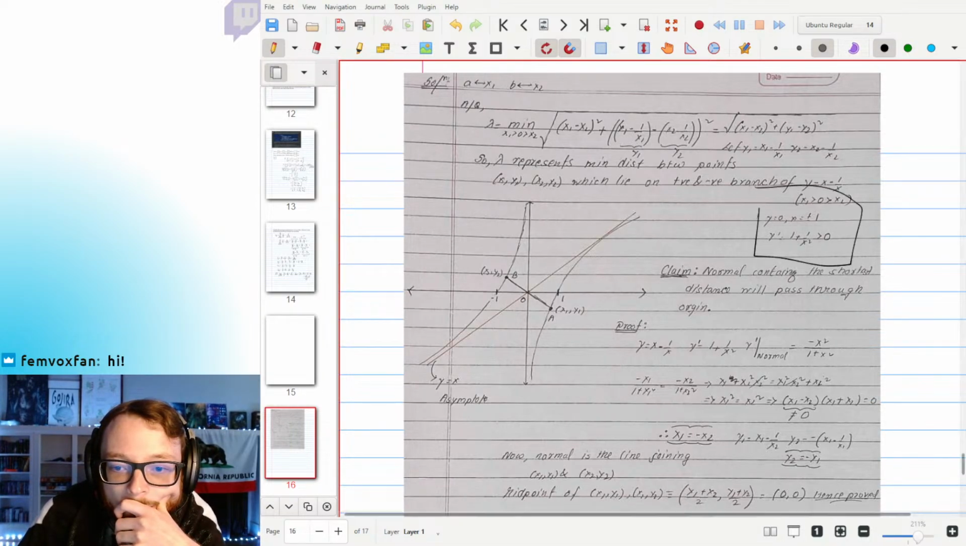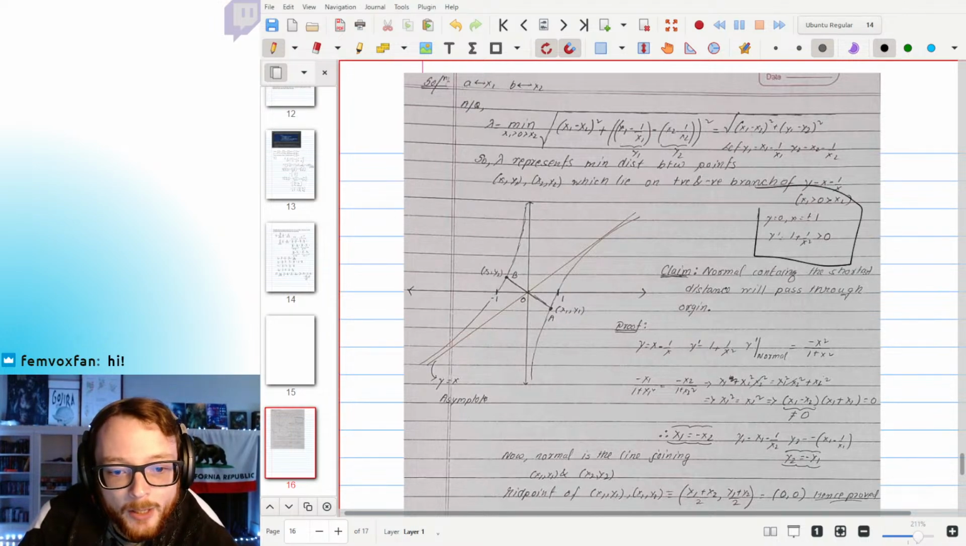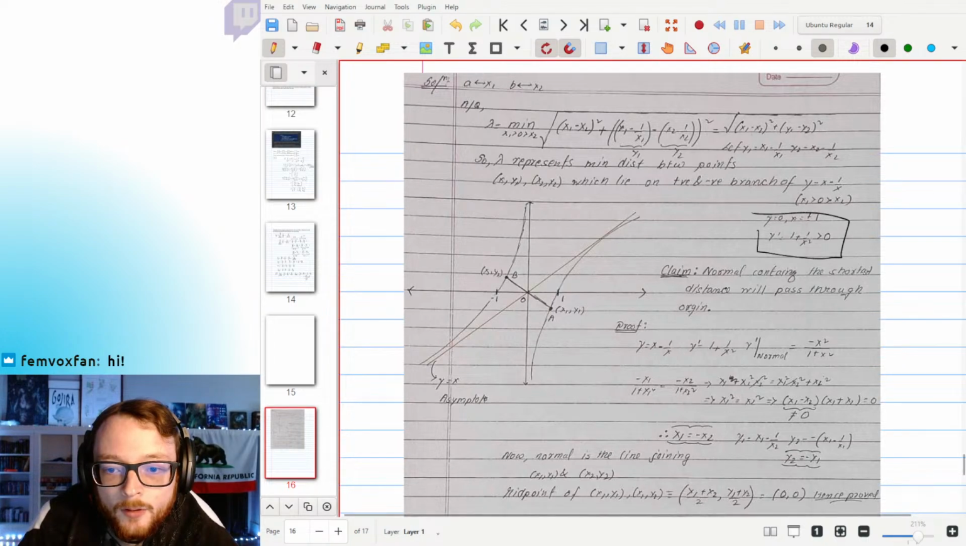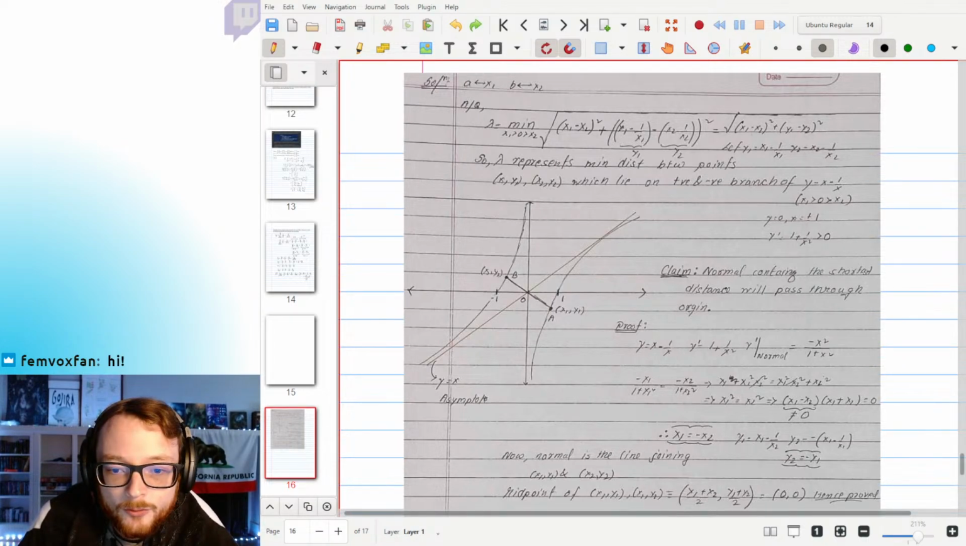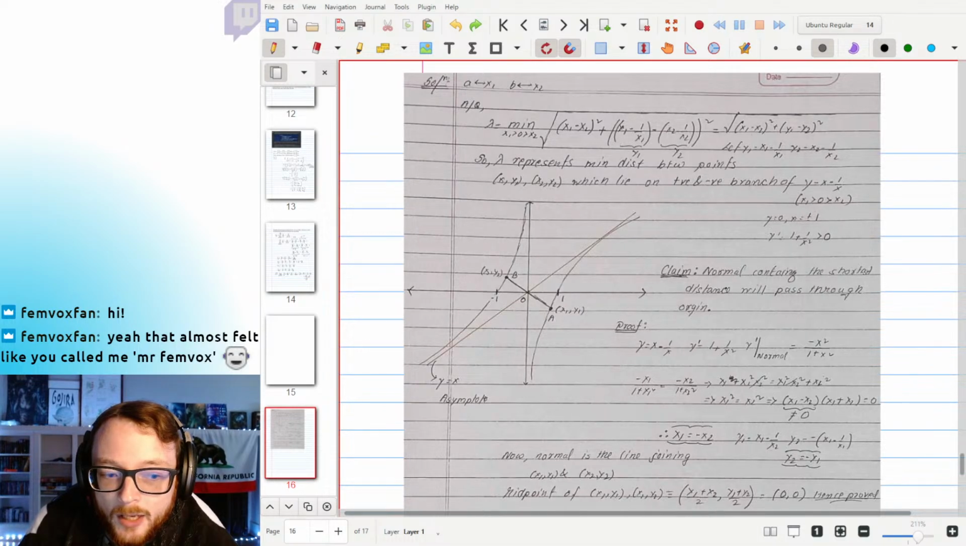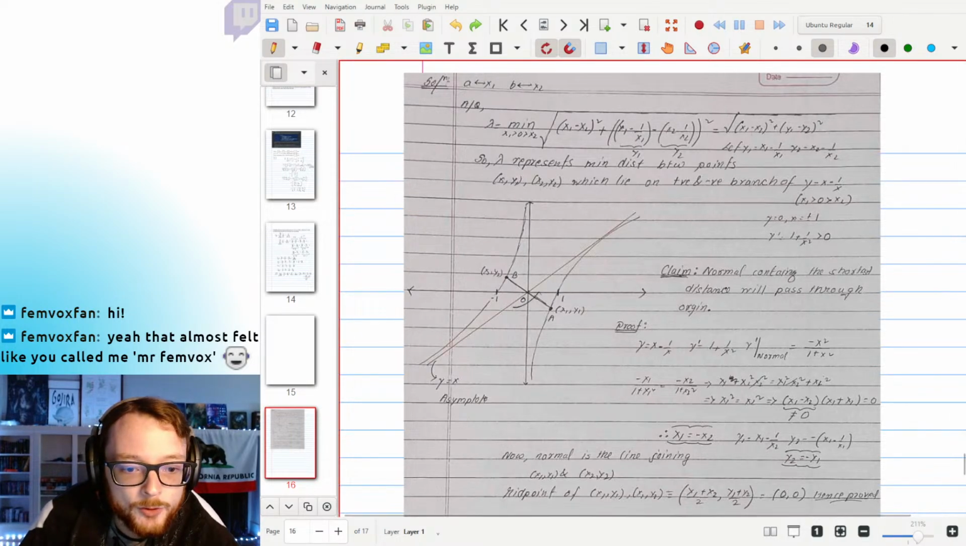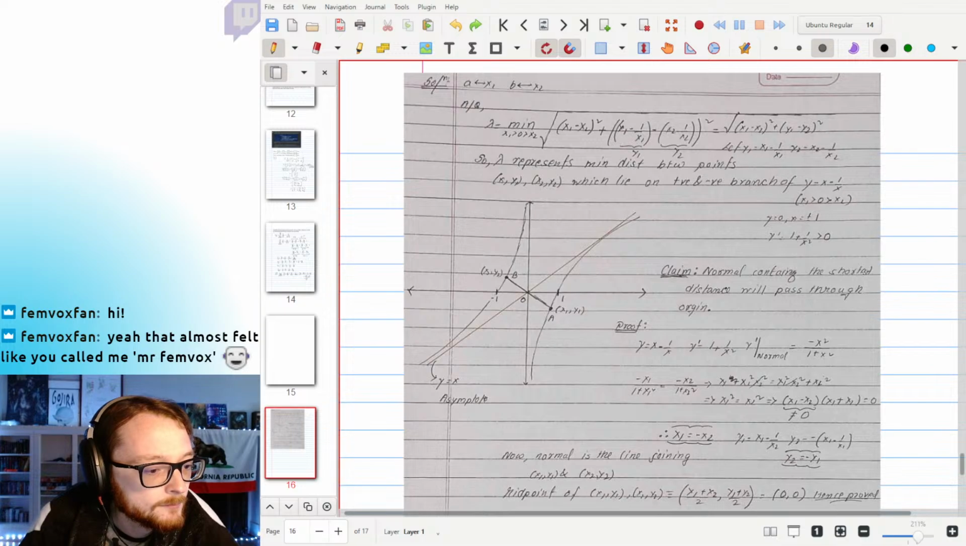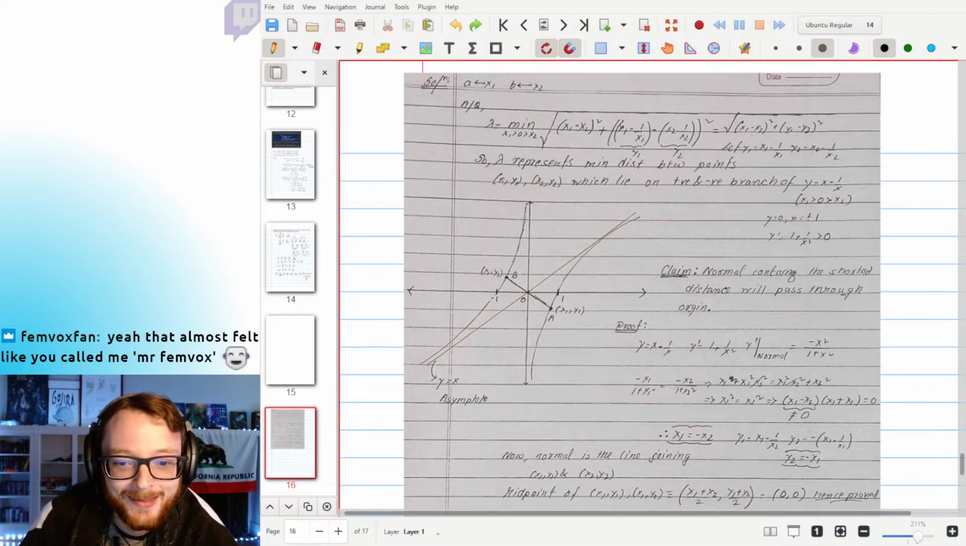Right here, you're looking at y equals 0, x equals plus or minus 1. y prime, the derivative is always greater than 0, sure. Claim: the normal containing the shortest distance will pass through the origin. I assume like the normal line with the shortest distance will pass through the origin. Colton is saying yes to that? Okay.